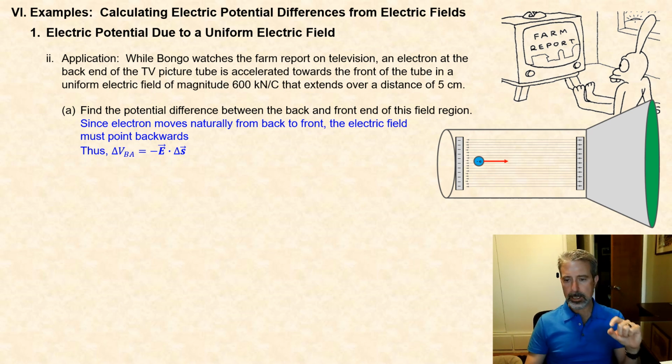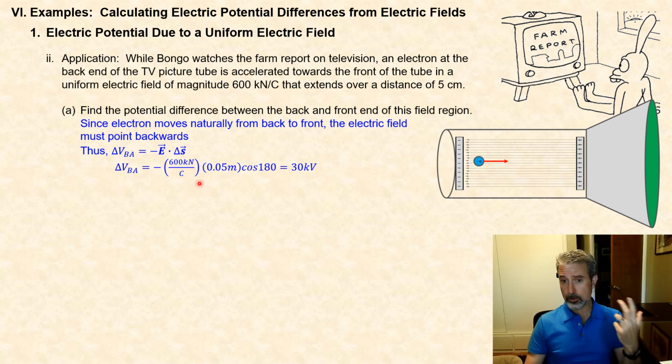So the change in electric potential from back to front, that is the electric potential difference, is given by the opposite of this dot product, the electric field dotted into the displacement. Now, you'll notice here that the electron moves opposite the field. So when we take that dot product, we're taking the cosine of 180 degrees. So we have the negative sign.